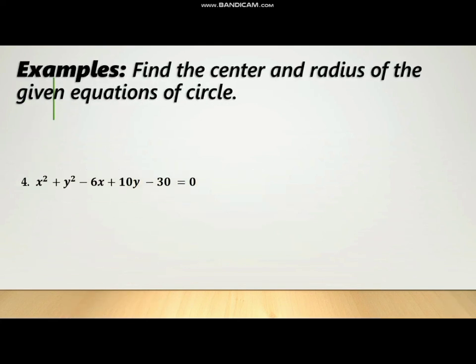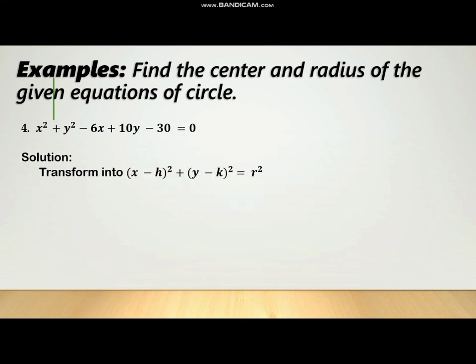Example number 4. X squared plus y squared minus 6x plus 10y minus 30 equals 0. So, dahil general form, we will transform it into standard form. So, katulad ng ginawa natin kanina, pagsamahin yung dalawang x, yun yung x squared minus 6x. Pagsamahin yung dalawang y, yun yung y squared plus 10y. And then, yung constant na 30 ay itatranspose. Kaya naging x squared minus 6x plus y squared plus 10y equals 30.